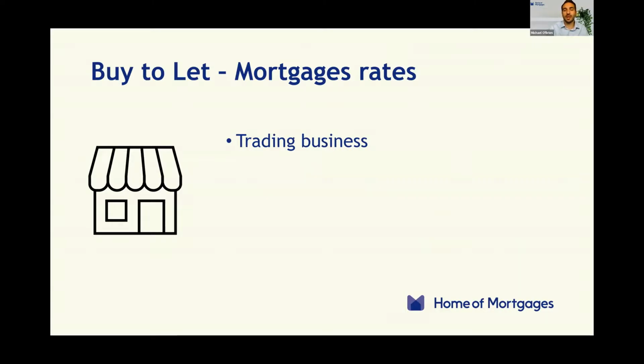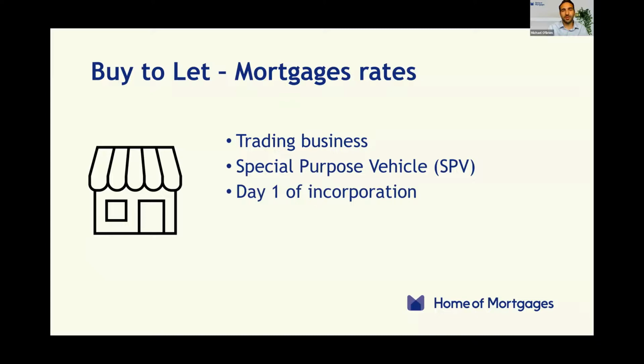So therefore, a lot more lenders who lend in the limited company lending space prefer lending to a special purpose vehicle, which is effectively a new limited company set up to specifically own a buy-to-let property. So you can set that company up, and on day one of incorporation, we can apply for a mortgage using that company. There is a guarantee from the directors, from shareholders, for the limited company that's required. You can have up to 4 directors, shareholders under that limited company.